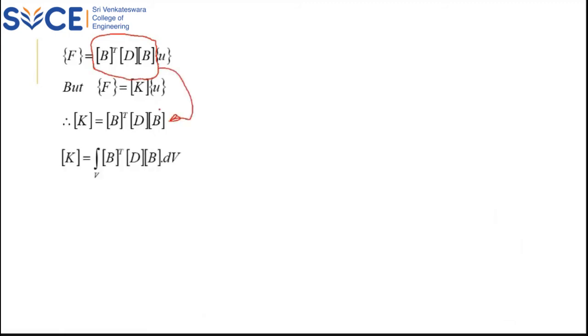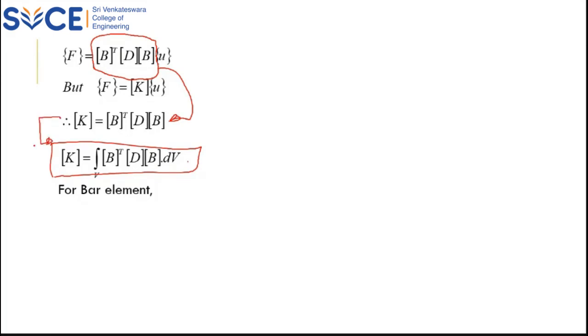Okay, that is my stiffness matrix. When I make it as an overall term, I am going to integrate it in terms of volume. You will get something like this. So you consider this as a formula. This is the formula for the stiffness matrix.